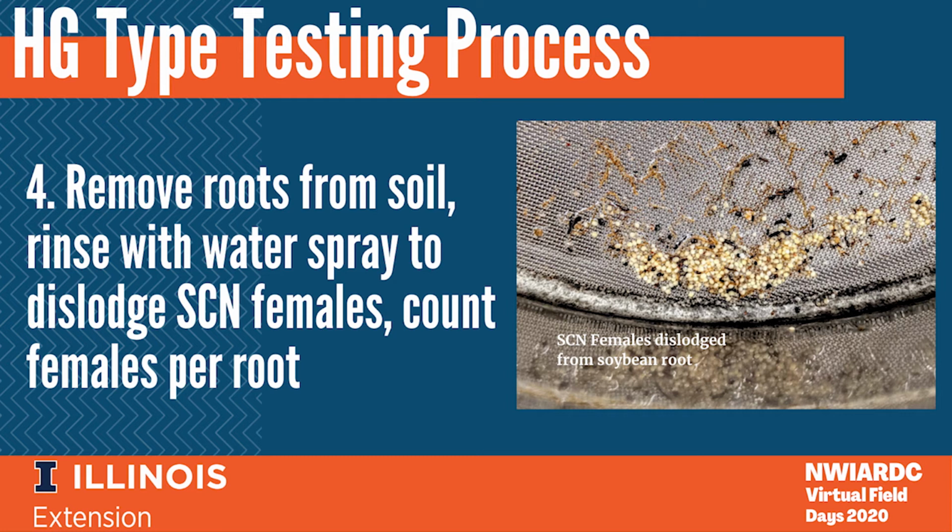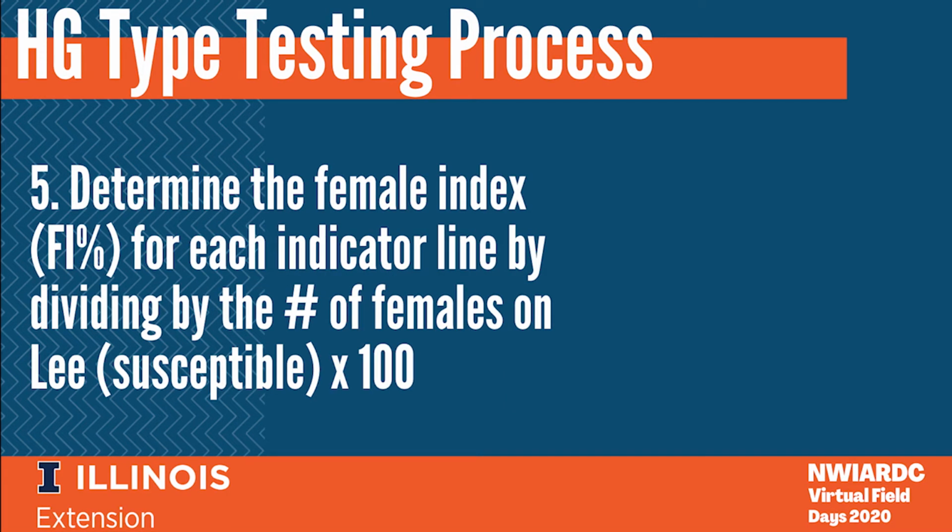After all of the females are dislodged from the soybean roots, we can then count them. And the next step is, well, the whole process is important, but this is where we actually get the data we need to determine the female index for each indicator line. And we do that by dividing the number of females that were observed on each indicator line by the number of females that were observed on our susceptible check, Lee, and multiplying it by 100.